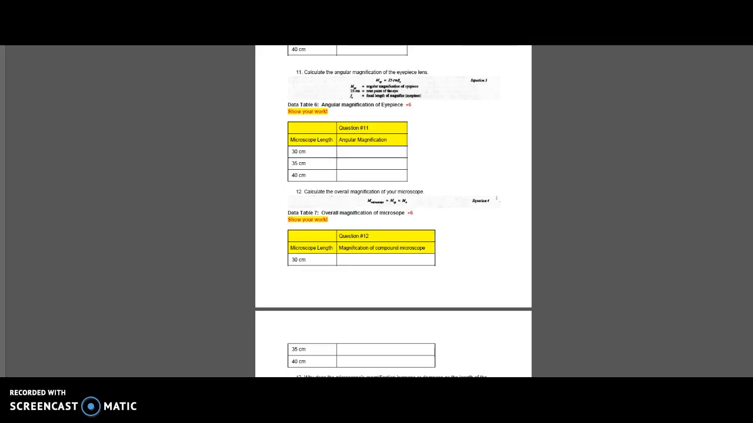Hopefully that was helpful in knowing how to calculate the magnification of the two lenses and the overall microscope in your compound microscope.